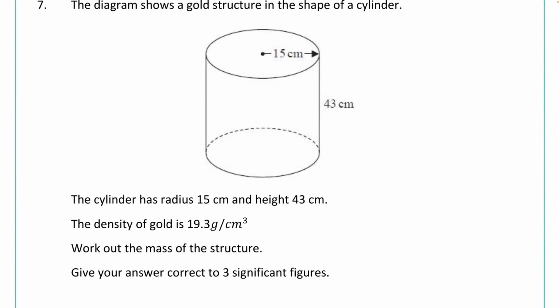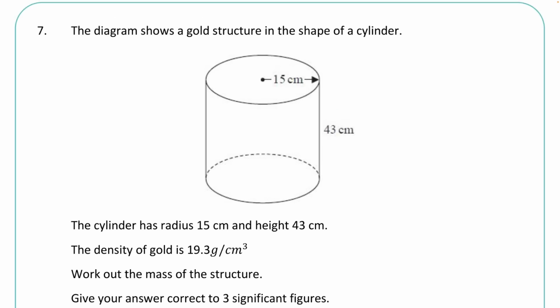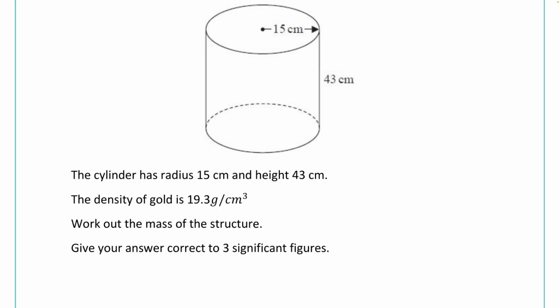So it says here we have a gold structure in the shape of a cylinder. It says the cylinder has a radius of 15 and a height of 43. The density of gold is 19.3 grams per centimetre cubed. Work out the mass of the structure and give your answer to 3 significant figures.